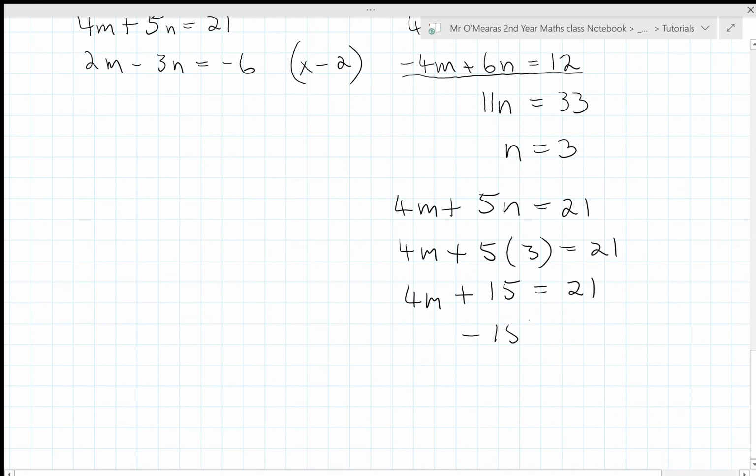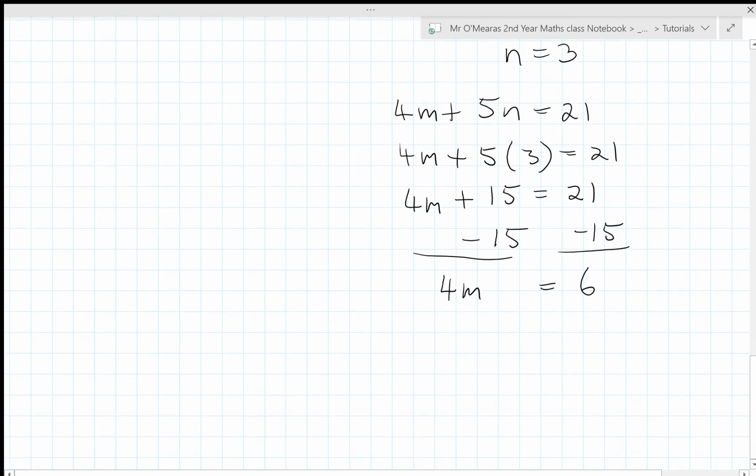The purpose now is to get m on its own. So we have 4m equals 6. We divide both sides by 4 to get m on its own, and we end up with 6 over 4, or 3 over 2.